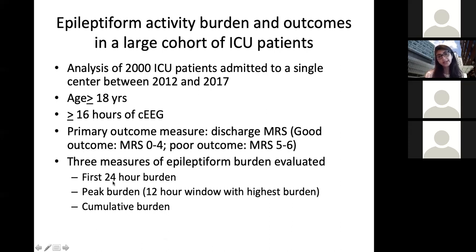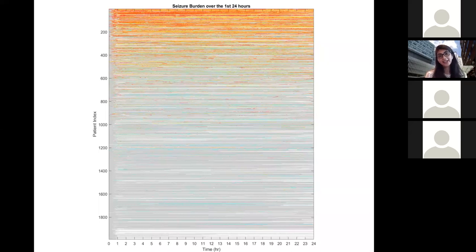And we assessed the burden seen within the first 24 hours of recording, the peak burden, which we define as a 12-hour sliding window that had the highest burden within the first 72 hours, and then the cumulative burden in recording. I showed you what we did with our subarachnoid hemorrhage patients. Similarly, this is all our 2,000 patients. For this study, we developed an automated tool for annotating EEG data and annotated EEG patterns down to every second for all these patients. On the y-axis here, all 2,000 patients. On the x-axis, the first 24 hours of recording.